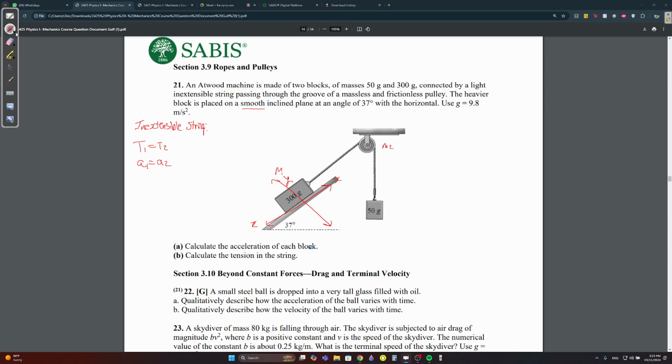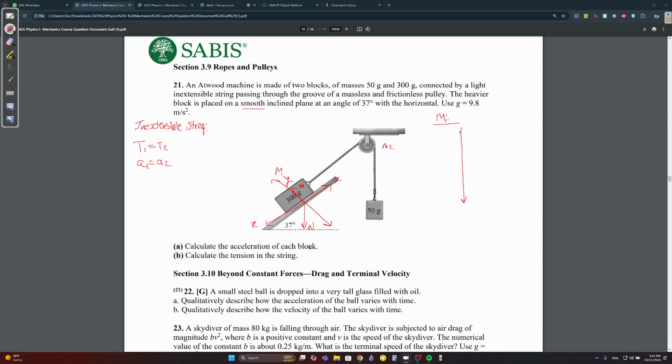Then I draw my forces. My weight is vertically downwards, and my normal is always perpendicular to the surface. Anyway, I'm going to rotate this now and put it on the side. So for mass 1, the FBD is going to look like this.